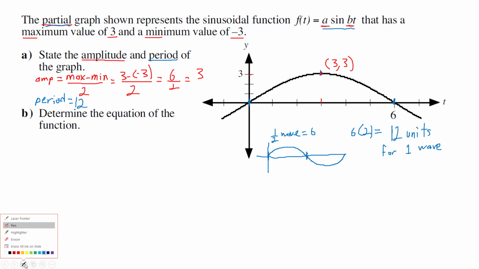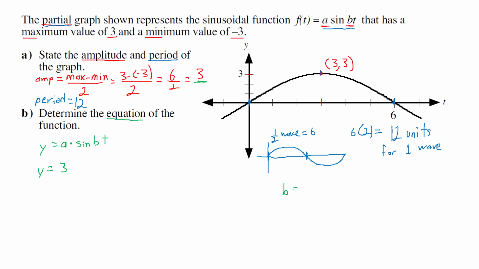Next, we're being asked to determine the equation of the function. So we've got our y equals a times sine of bt. A is nice and simple. That's 3. Just is our amplitude. B is not quite so simple.